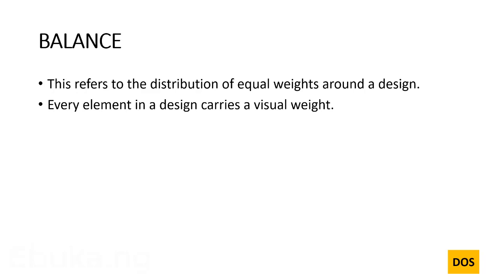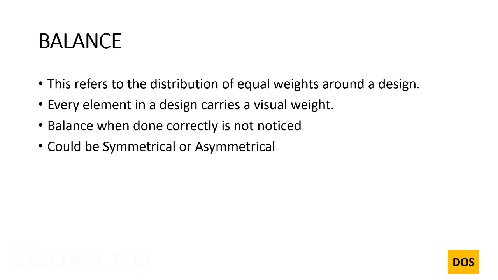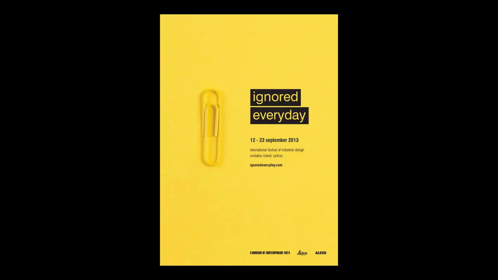Okay, so balance means that there is equal weight across all the sides of the design. I'll show you that shortly. Balance, when done correctly, is not noticed. Then there are two types of balance: you have symmetrical and asymmetrical balance, right?